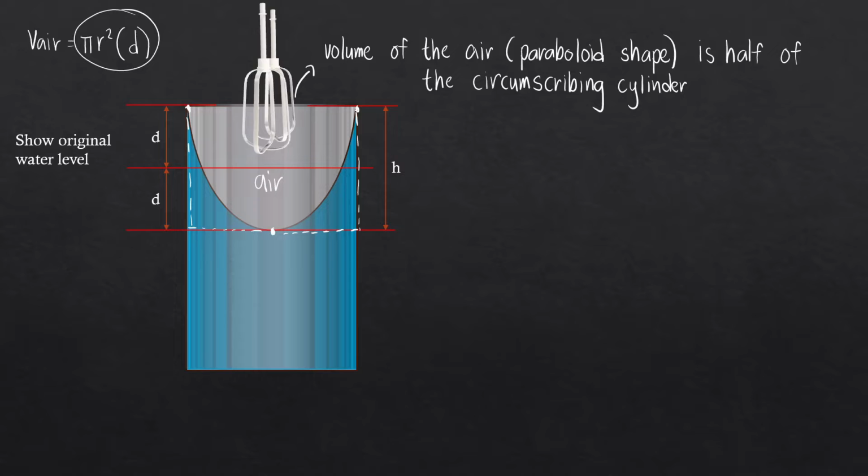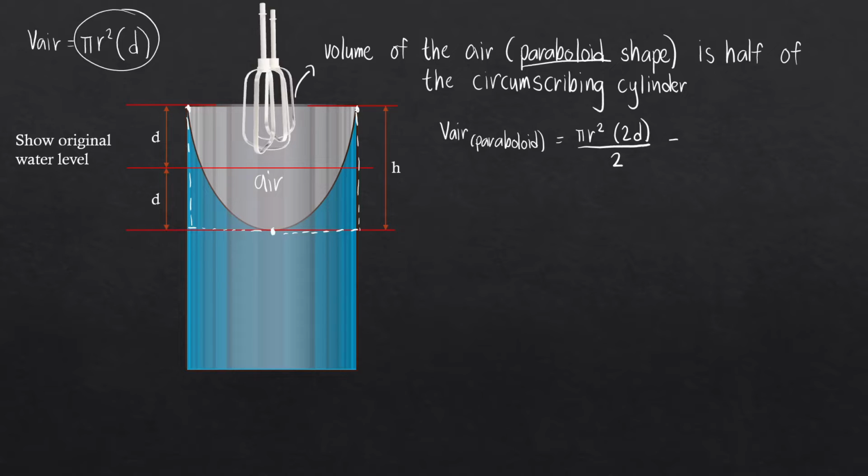And so what's going to be the volume of the paraboloid? This is what we are interested in. Now for this condition, the volume of the paraboloid will be pi r squared multiplied by 2D, which is the height, divided by 2. Now sir, why are we dividing by 2? We are dividing by 2 because again, the volume of the paraboloid, which is in this case the part filled with air, is half of the circumscribing cylinder. And so this is the volume of the circumscribing cylinder, and we are taking half of it.